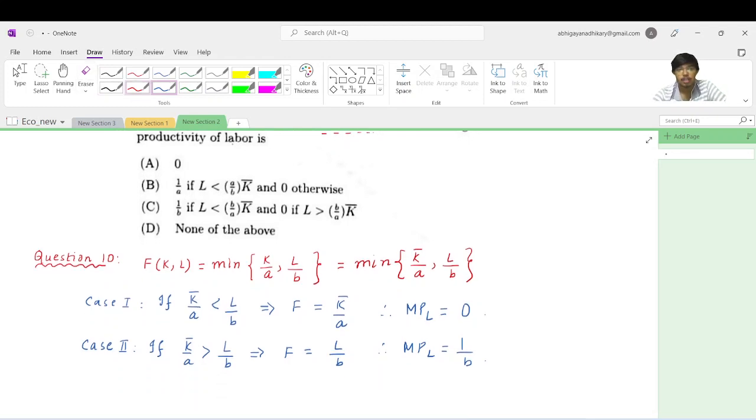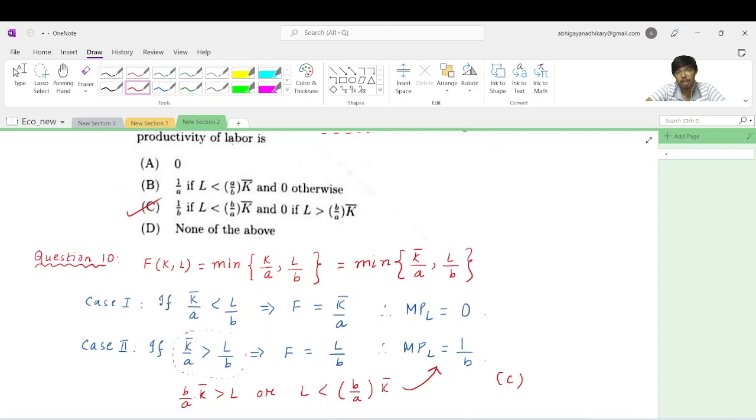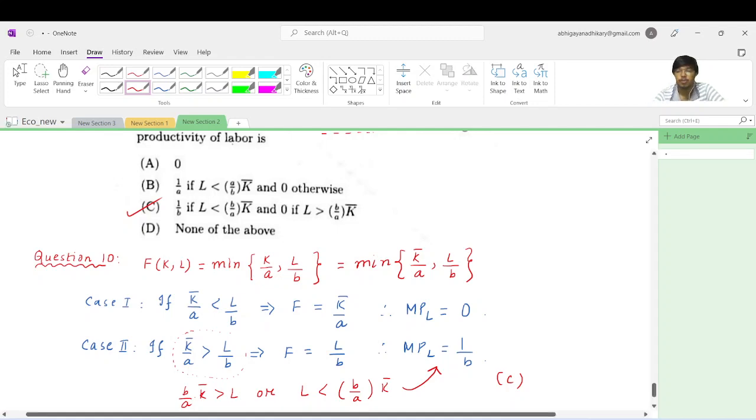Now check over here, this condition of case 2 can be written in this way. b by a times k bar is greater than l, or l is less than b by a times k bar, right? So when this condition holds, MPL is equal to 1 by b and it is 0 otherwise. So that matches with option C: 1 by b when l is less than b by a times k bar, and it is 0 if l is greater than b by a times k bar, right? So that is my answer, option C.